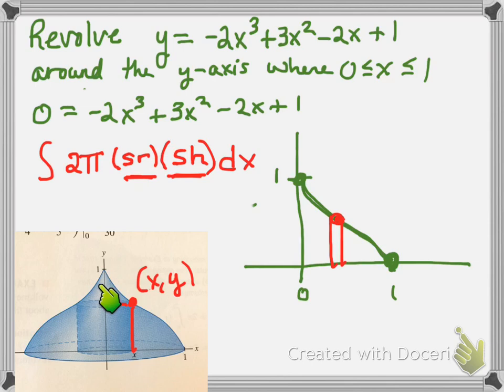So the shell radius is the x value of this point, which I can just use x because this is a dx problem. So x is just x for my shell radius. Now shell height, the height of the shell is the y value of this point. I wish I could just put a y here, but I can't because this is a dx problem. I have to put something that y is equivalent to. Well, y is equivalent to this, and this has x's in it, so that's what I'm going to use for my shell height. So for my shell height, I use negative 2x cubed plus 3x squared minus 2x plus 1 with a dx on it.